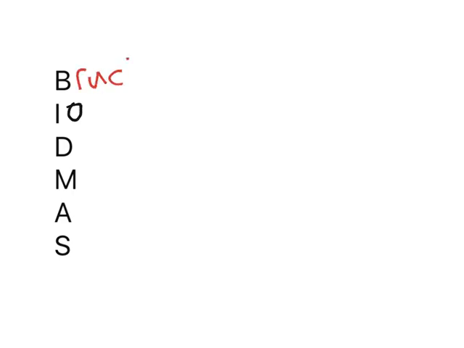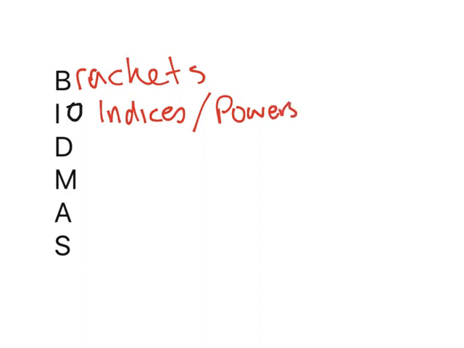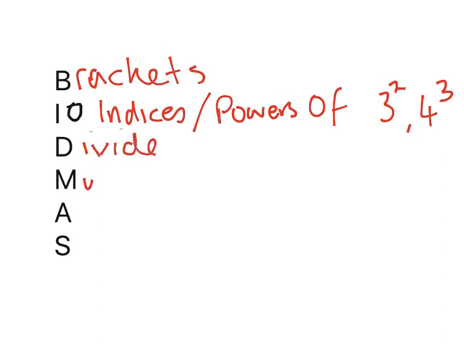So we start with any brackets that need to be calculated, anything inside a bracket. You never add a bracket. Then we have indices or powers of. So that would be things like something squared or something cubed or anything to the power of another number. D stands for divide and M stands for multiply, A for add and S for subtract.